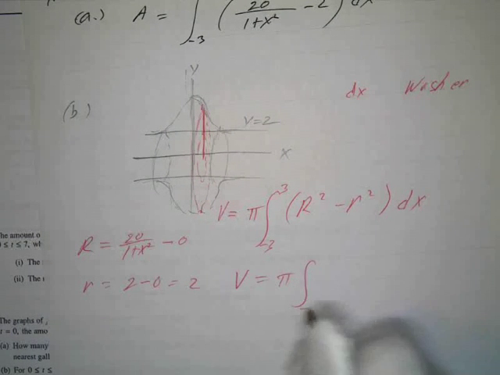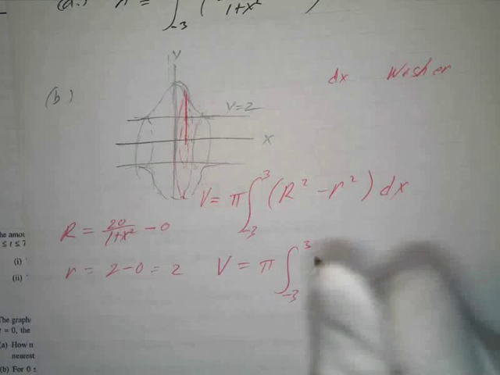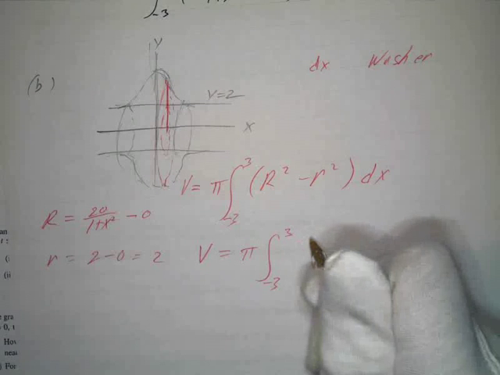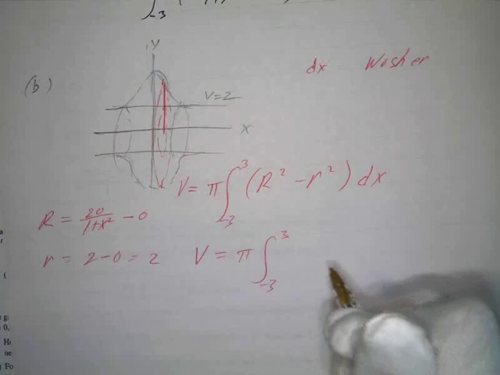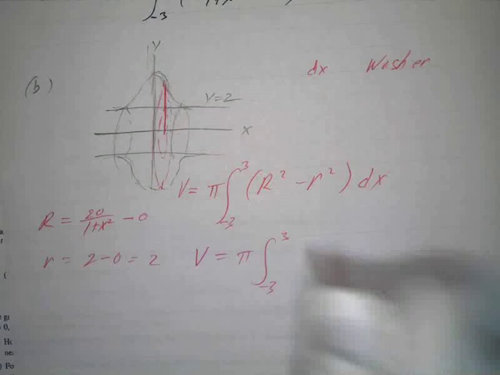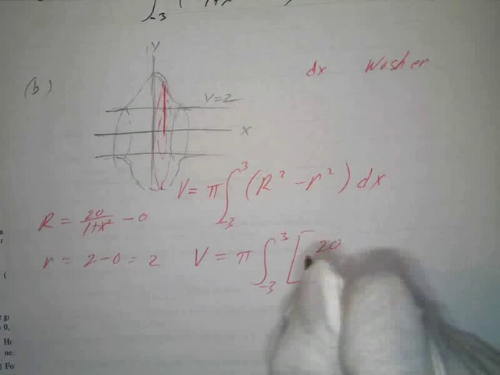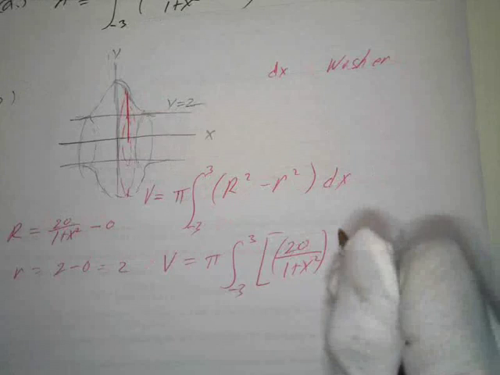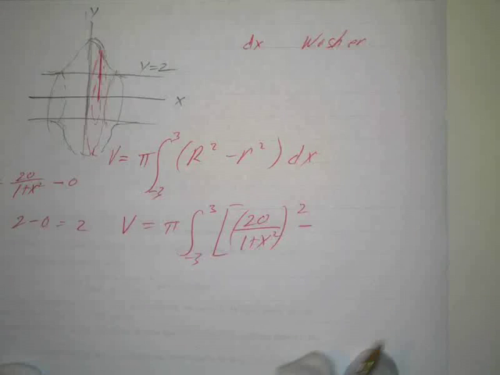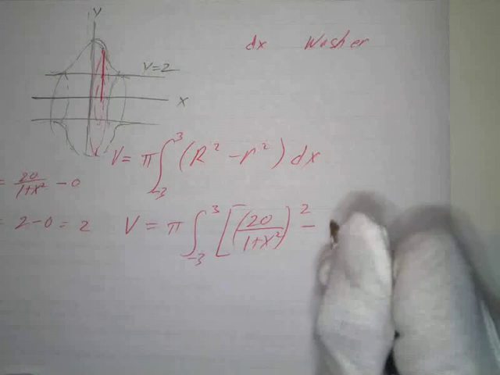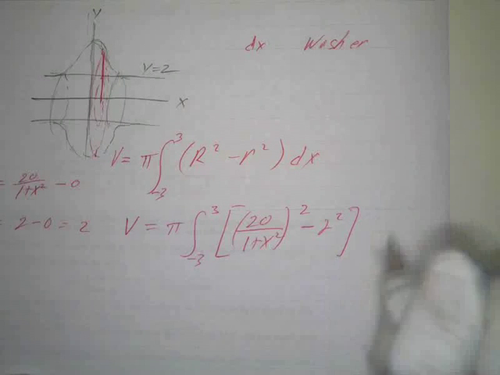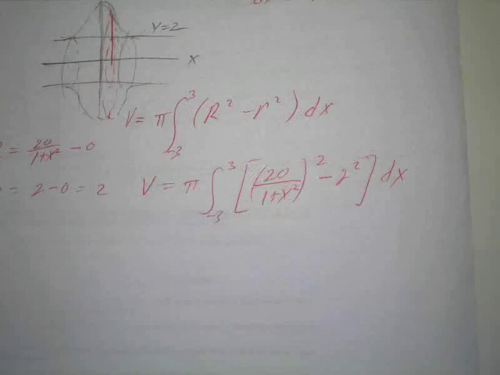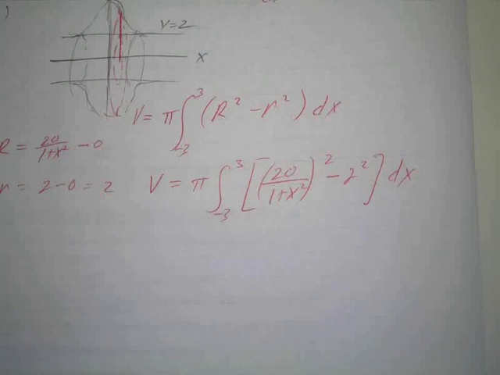So we got our volume equals pi times the integral from -3 to 3, and that's going to be big R squared minus little r squared, so that's going to be 20 over 1 plus x squared, squared, minus little r squared. Okay, and little r squared is going to be what? Little r squared is going to be 2 squared. And there's your integral setup. So that's all you have to write down. Then we can calculate that out.